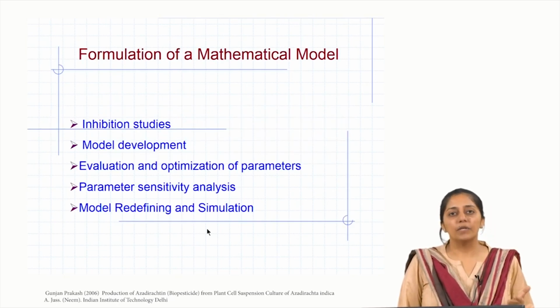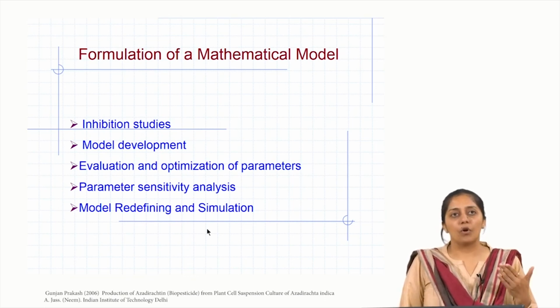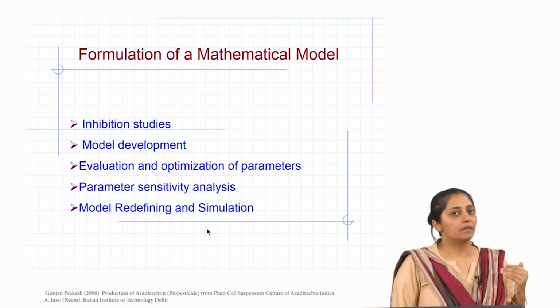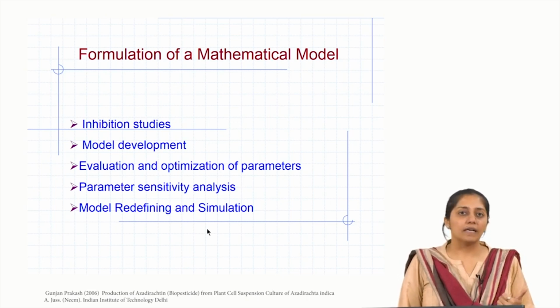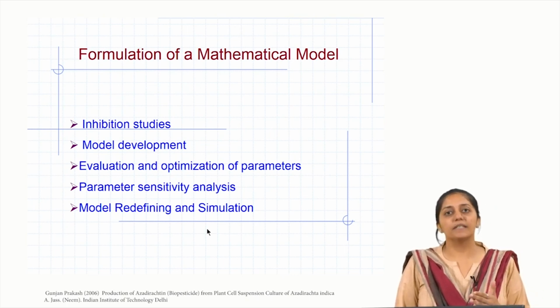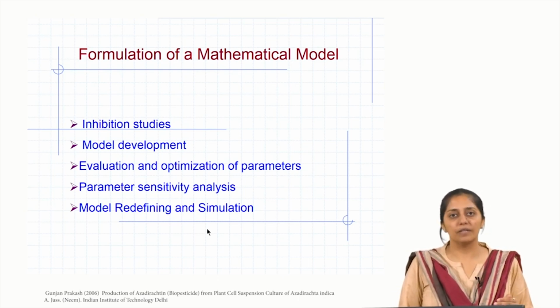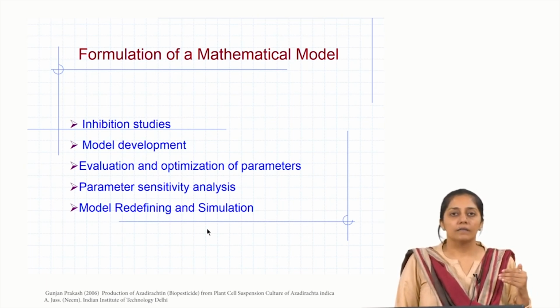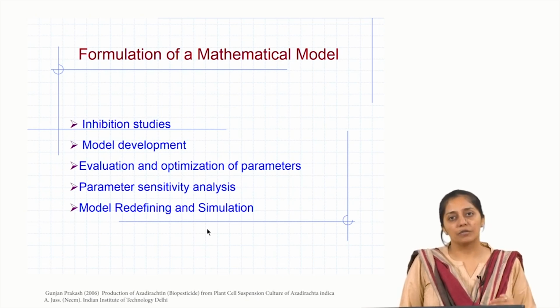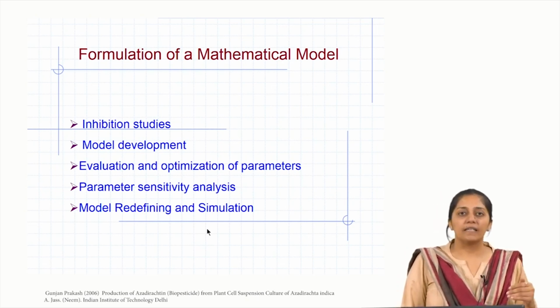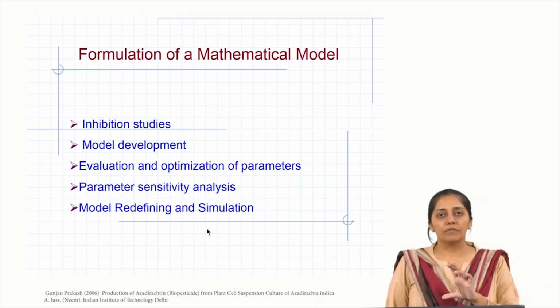Now, when they formulated the mathematical model, the following points were kept in mind. One is that they did a separate substrate inhibition study with respect to the critical substrates in the medium, to see if beyond a certain concentration the substrates were inhibiting the growth rate of the culture. Then they incorporated this inhibition effect into their batch growth kinetics.